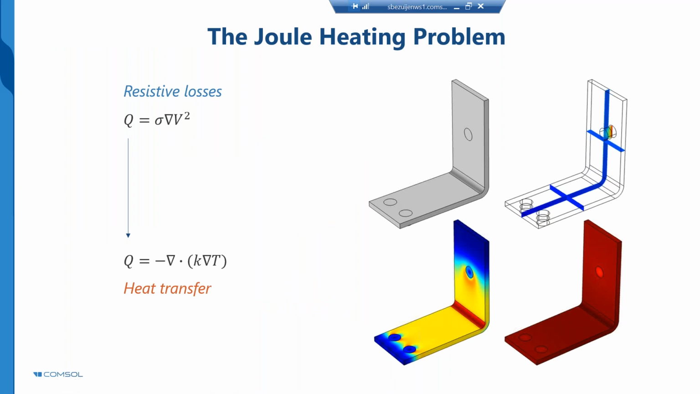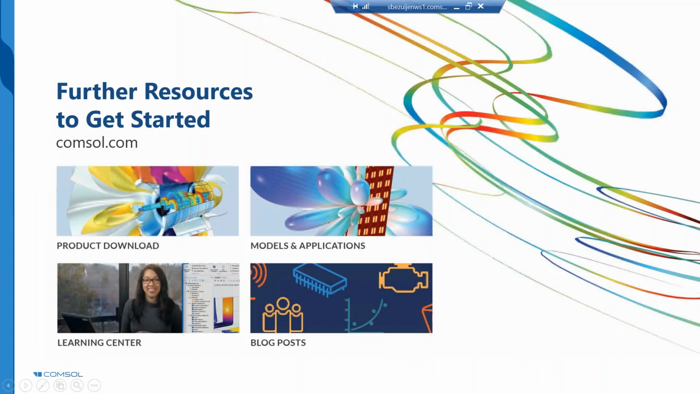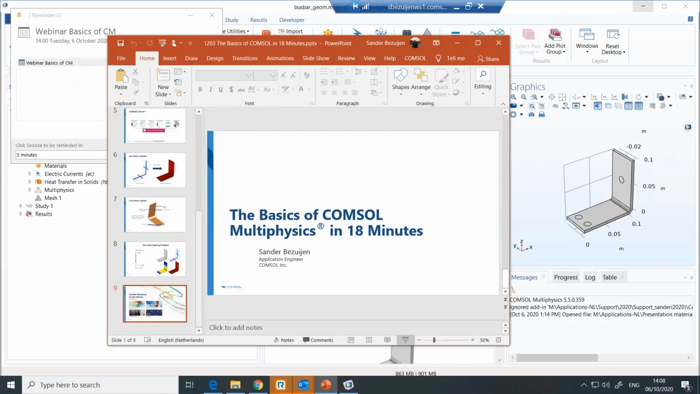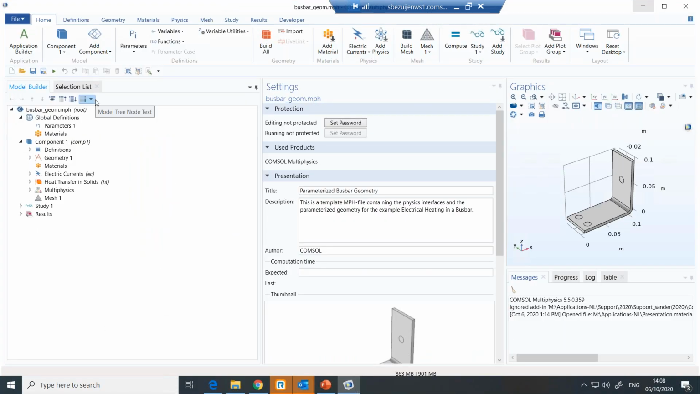The equations that we're solving, in addition to the electric currents and the heat transfer, are of course the source of heat, which is calculated using this relation. And that's then being used as a heat source in the heat transfer. And that should be balanced by the conduction we see over here that happens inside the bus bar. All right. Let's go to the COMSOL interface.